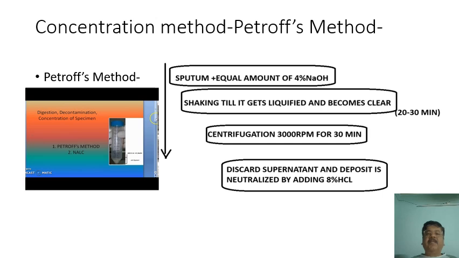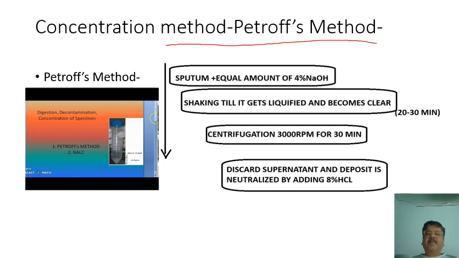Then concentration method. Sometimes the clinical suspicion will be high, but our smear positivity will be less. In that case, if the clinician is strongly suspecting, we have to go for Petroff's method. Then there is another method known as NALC method. Petroff's method is the most commonly used method.